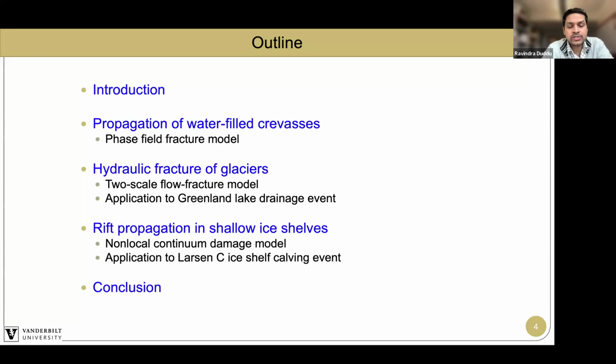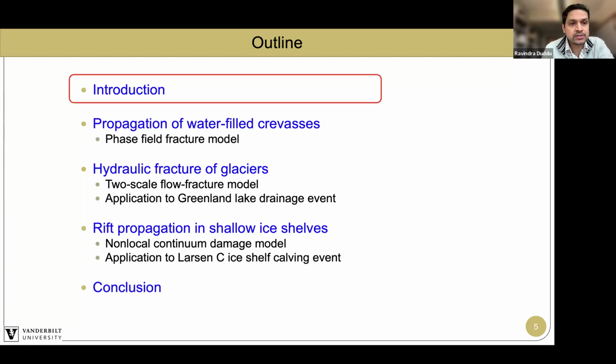And then I'll present on the rift propagation in shallow ice shelves that was led by Alex Huth, along with collaborator Ben Smith. There we use a continuum damage model, but then apply it to the Larsen C ice shelf. There we actually do data assimilation and bring in data to inform the forward model. So these are different levels of incorporating data with modeling. And then I'll make a few concluding remarks.